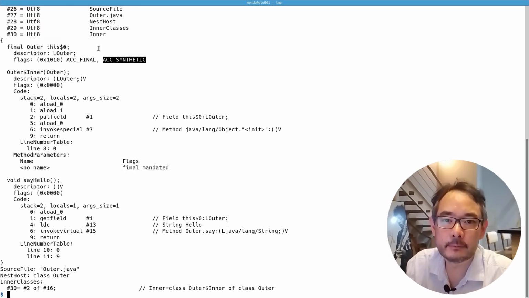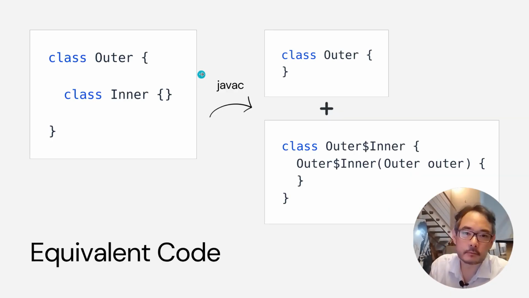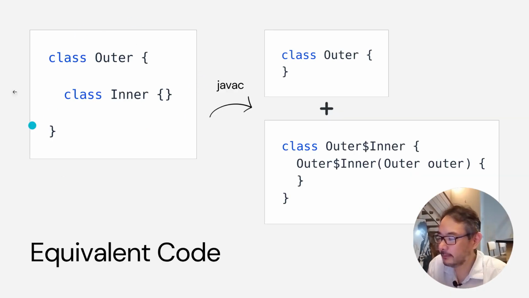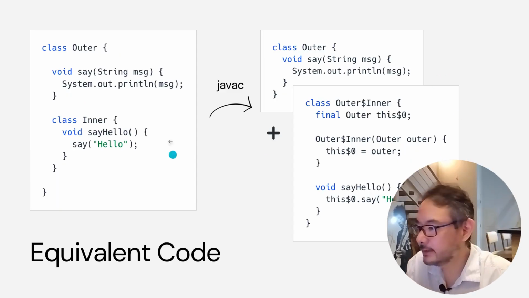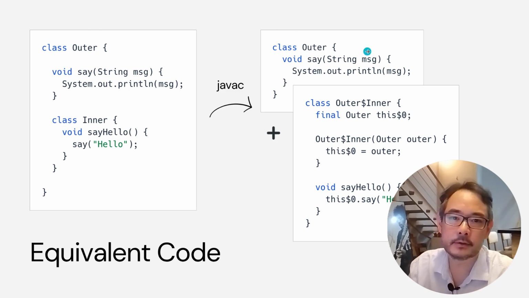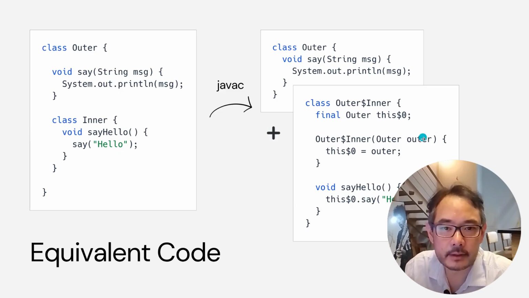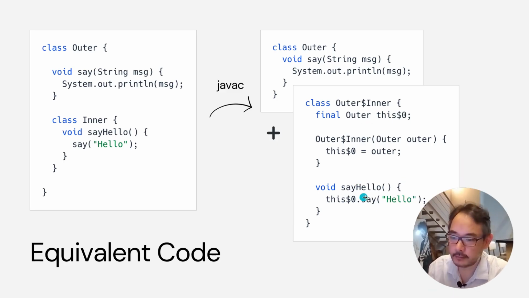And when we look at the verbose output from javap, we see that the field has the synthetic flag. So when javac compiles this Java file, it creates two class files which are equivalent to these top-level classes. Notice the parameter in the Inner class constructor, which initializes the Outer field. And our sayHello method invokes the say method using this reference.